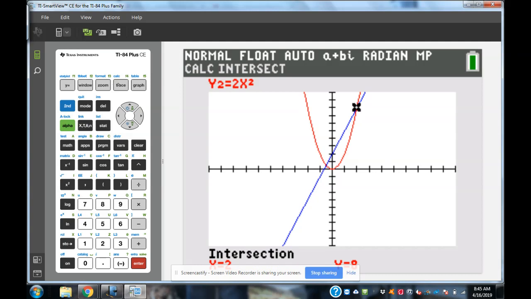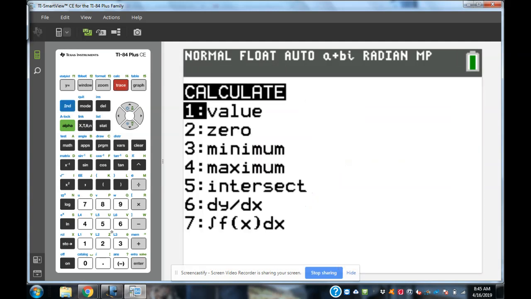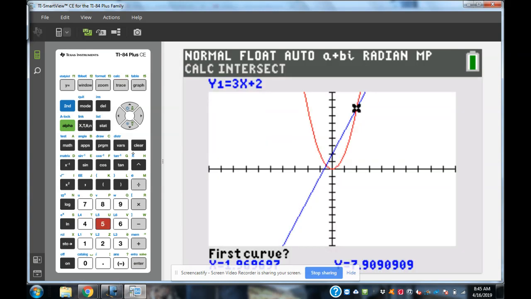Now I go through the same process. Second trace, select intersect. The first curve, it shows me Y1. I'm going to go ahead and move my cursor down here close to where that intersection is. And then the second curve is the Y2. Those are the only two I have in. The reason it asks you that is because your calculator will do up to 10 graphs at the same time, so you might have multiple ones there. It's a redundant part of the programming there.